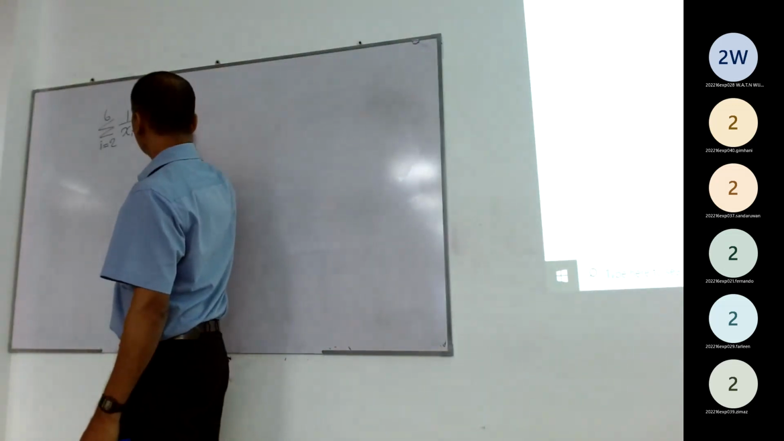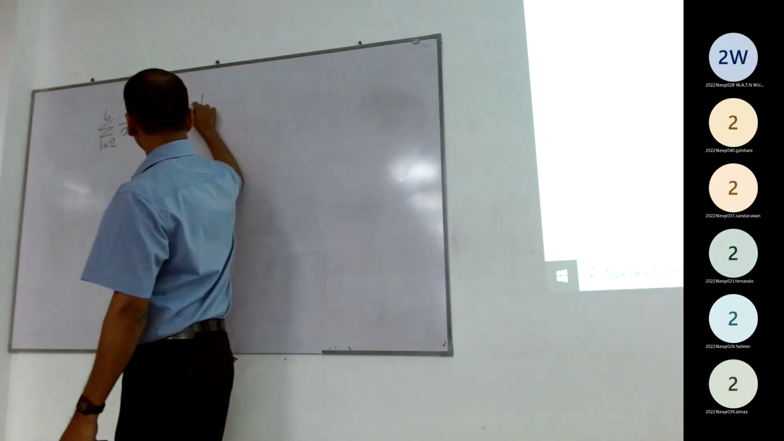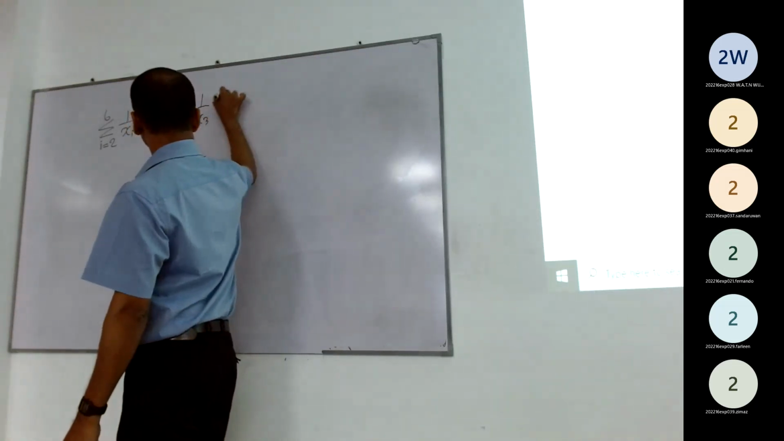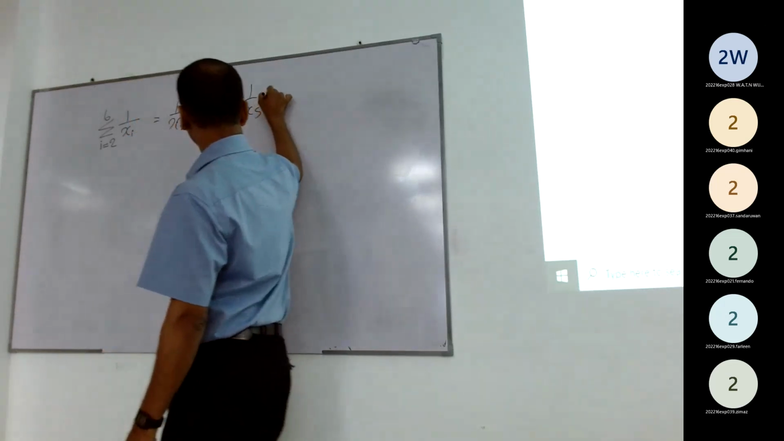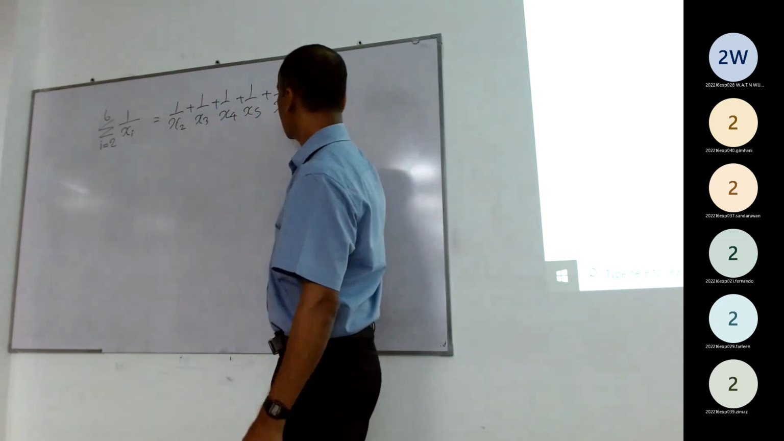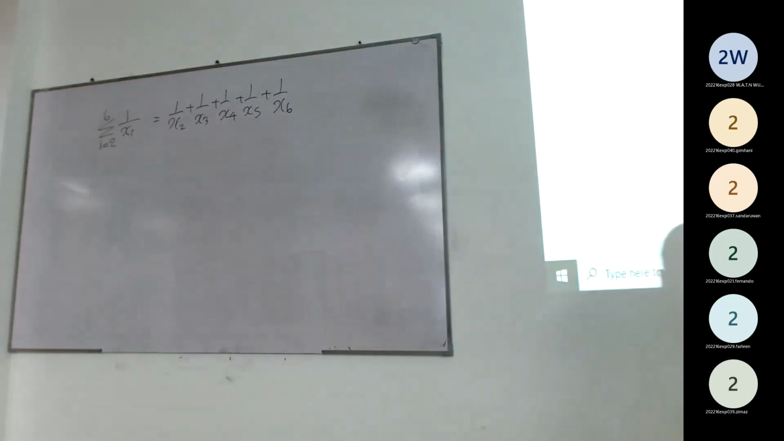One over X2 plus 1 over X3, 1 over X4, 1 over X5, 1 over X6. That expands.